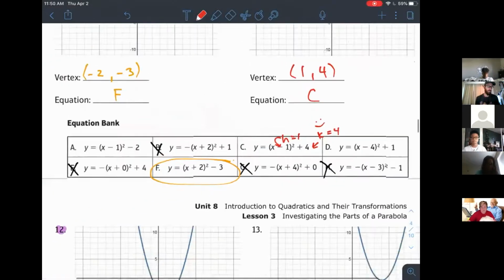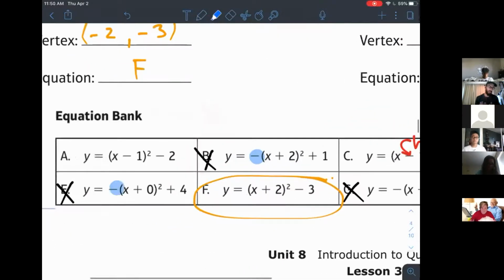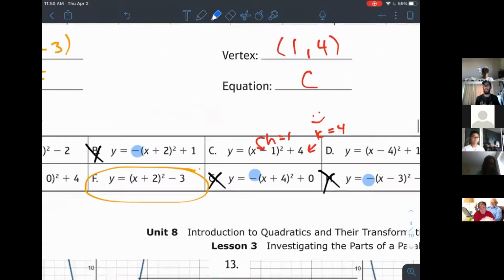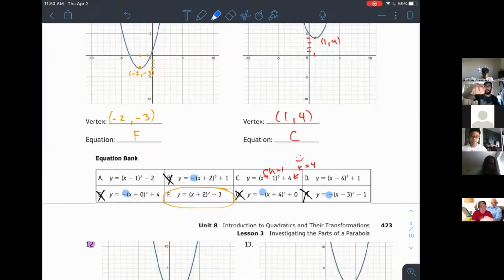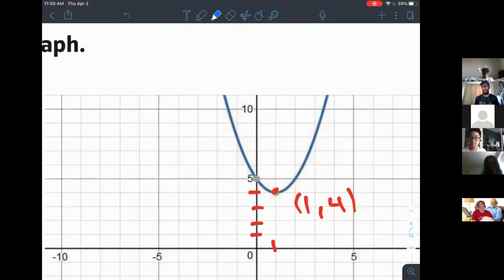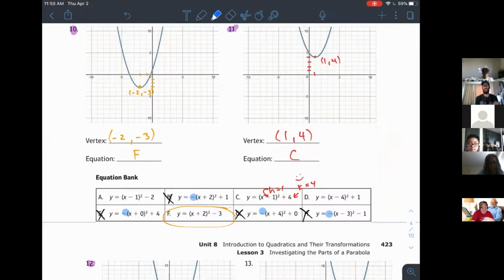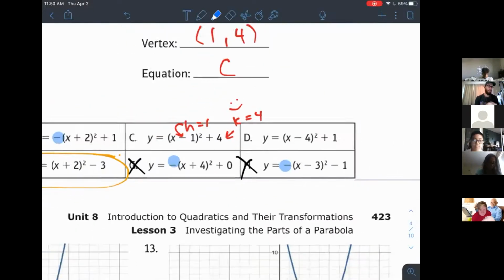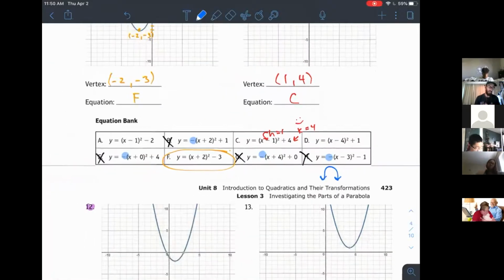But the reason why we eliminate B, E, G, and H is because of this thing in front, what we call the A value. When we have a negative A value, what does that do to a parabola? It turns it from opening upward and reflects it to opening downward. And is this parabola opening downward? Nah. So we could actually rule out B, E, G, and H for all of these negatives in front, which mean that our parabola would have to be opening downward, which in 10 and 11 we're not doing. But right on, great call on C.